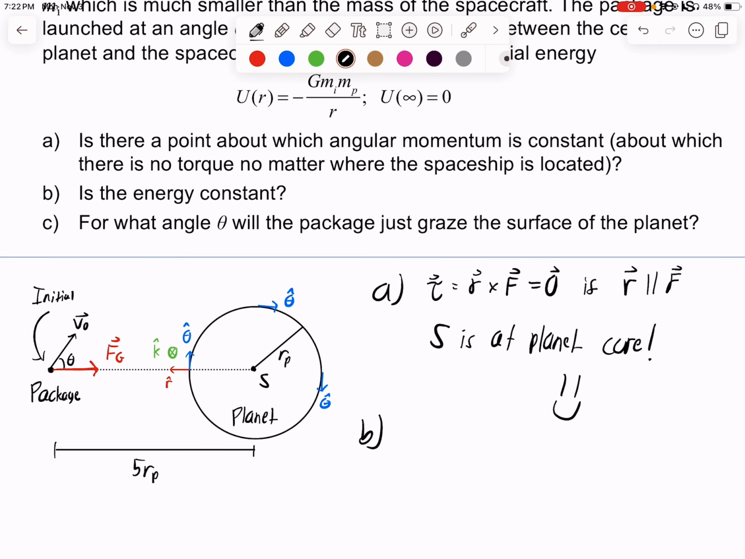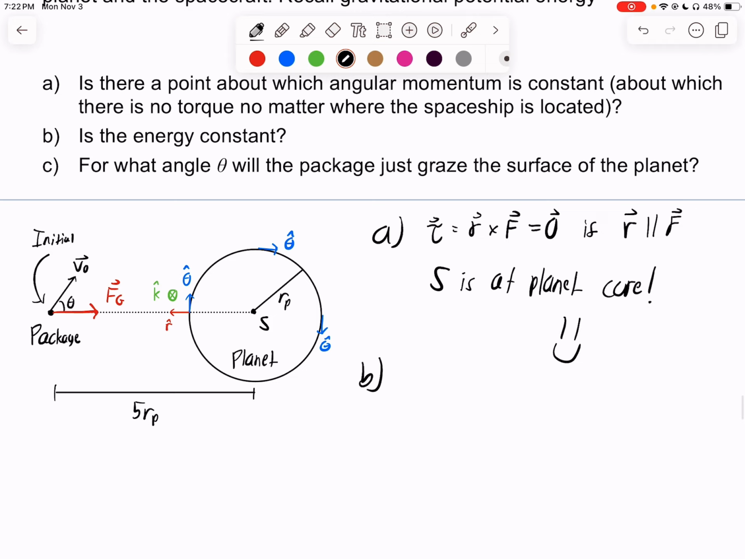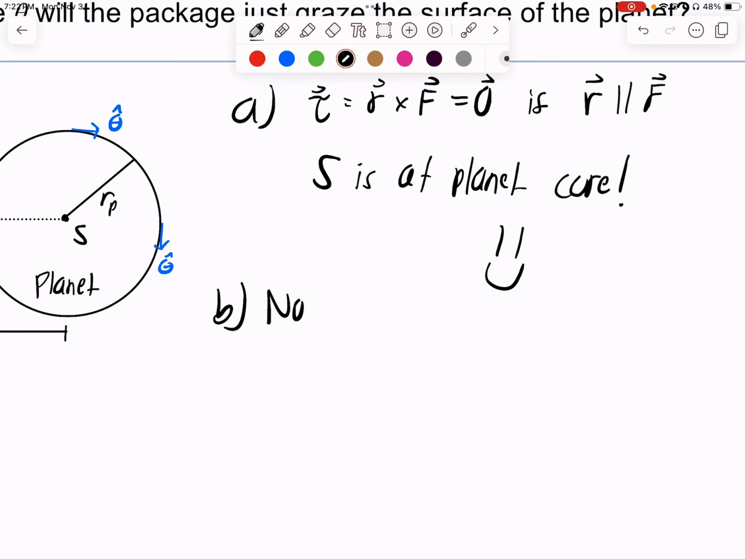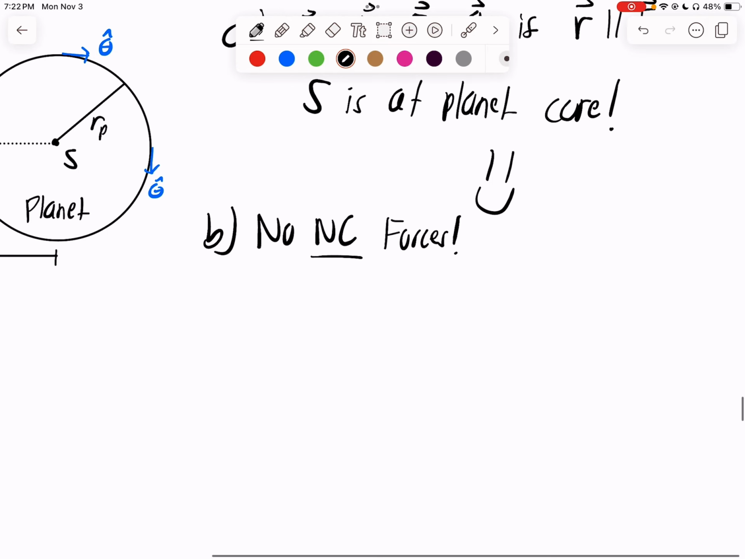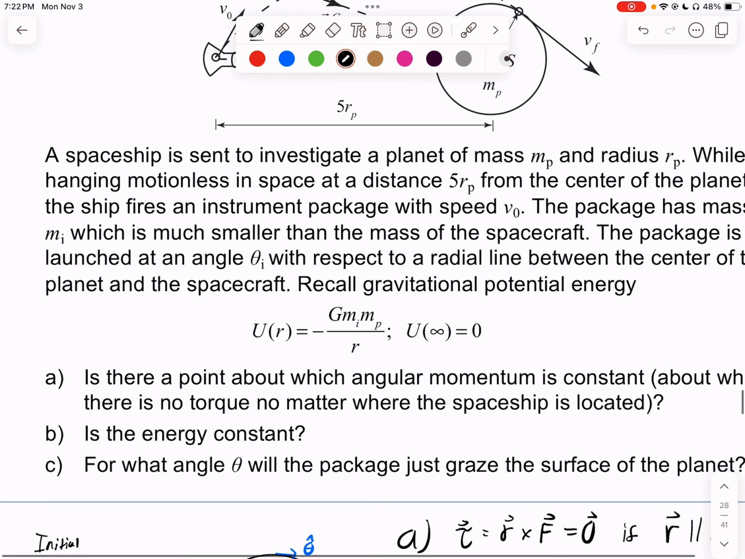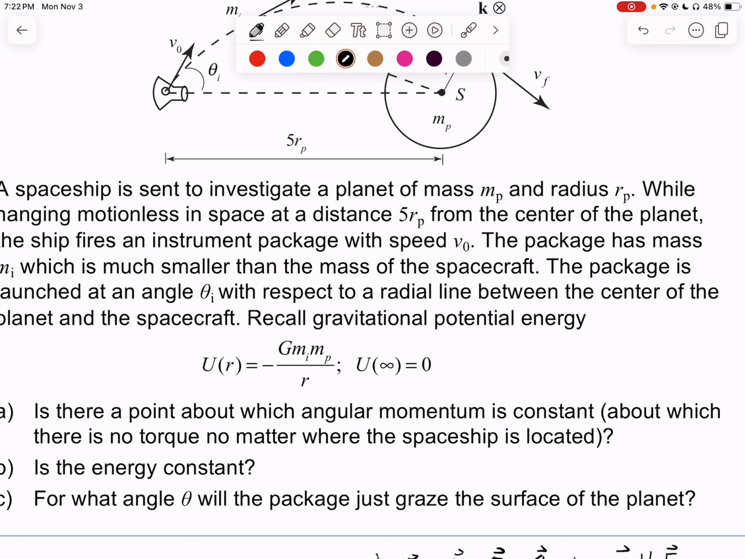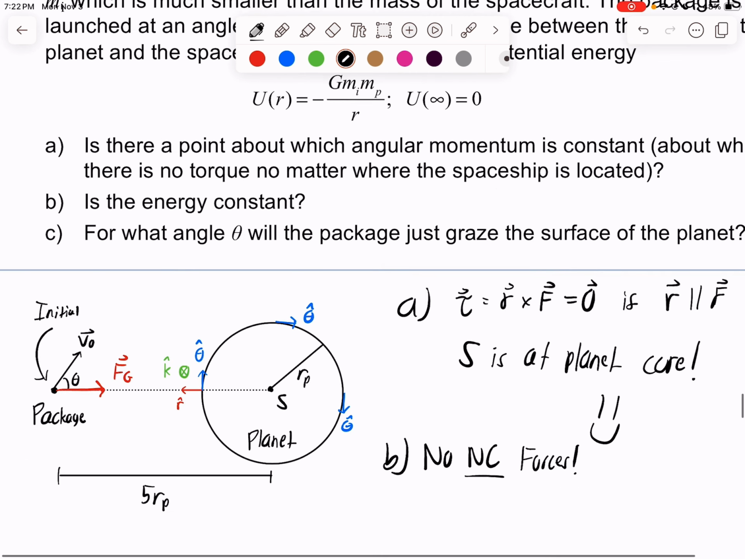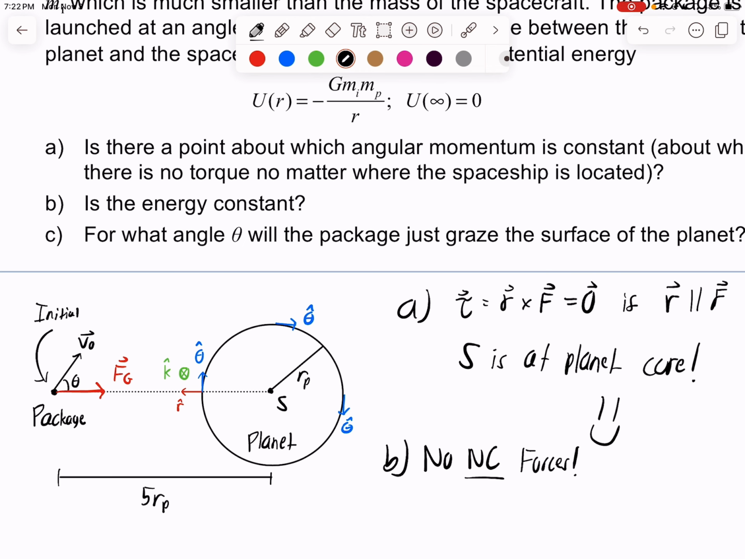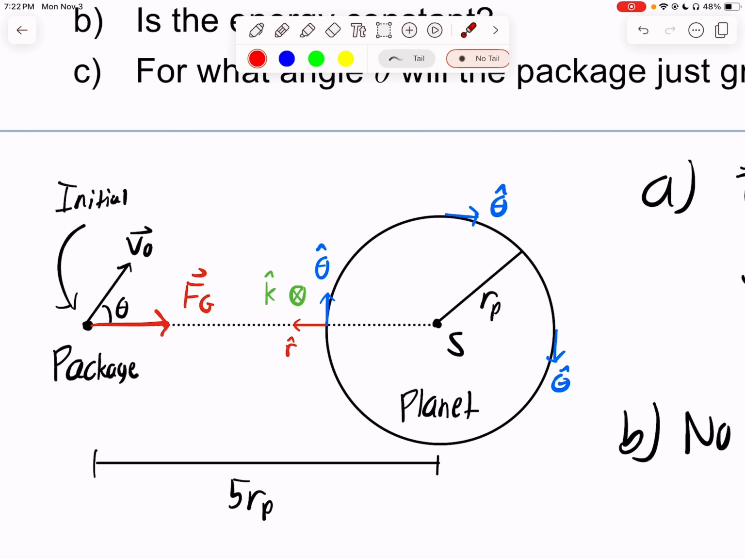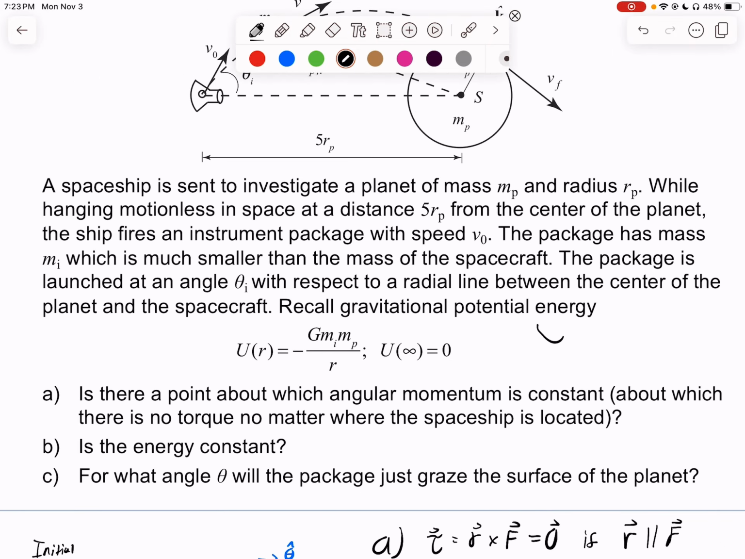Okay. Is the energy constant? The only criterion is that there are no non-conservative forces. Non-conservative means that you cannot define a potential energy for the force, and it's path dependent. In this diagram, yep, my bad for the pauses, I'm not used to recording. In this diagram, the only force we have acting on the package is gravity. And gravity, as we all know, you can define the potential energy like so.